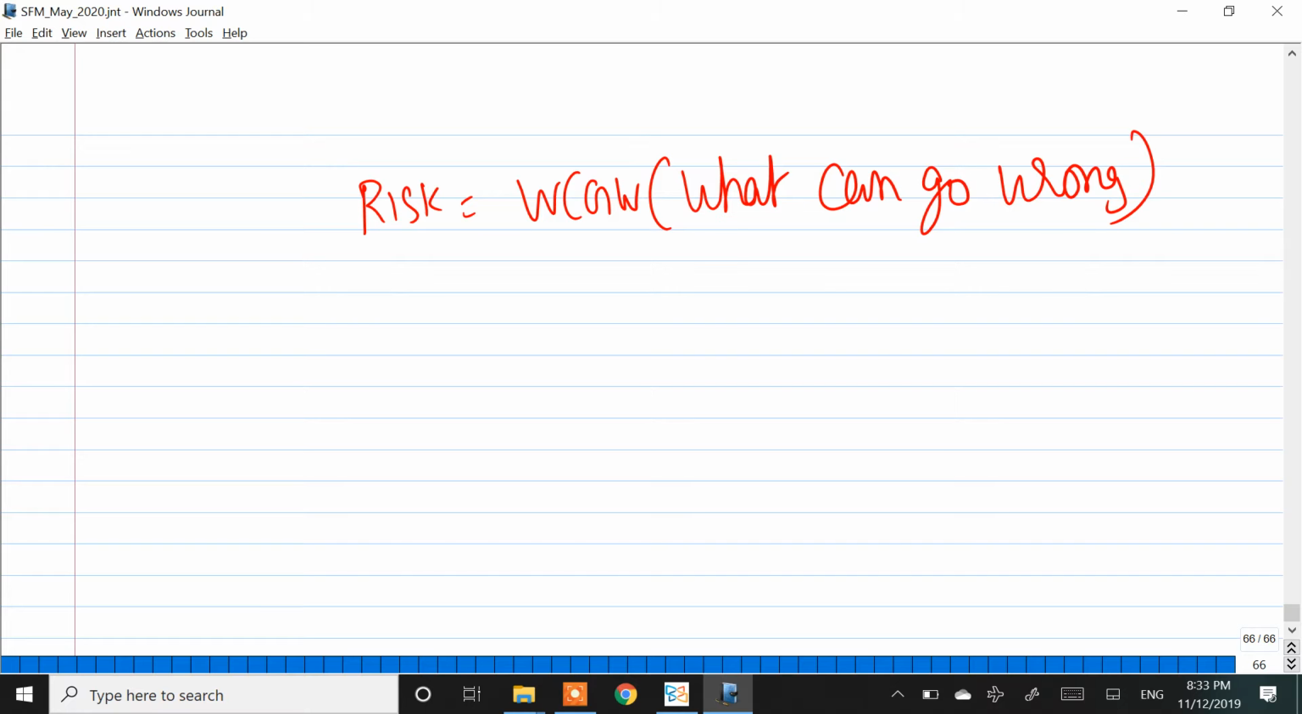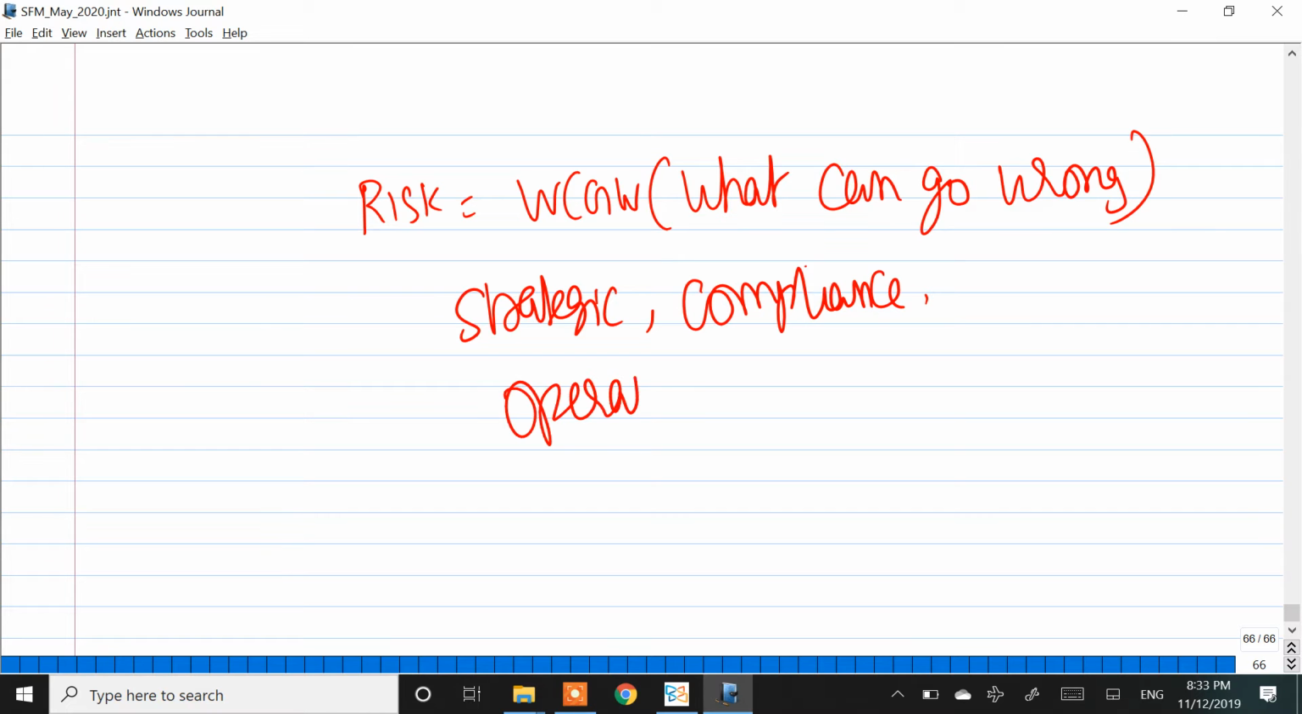I also have something called an operational risk. So I have strategic risk, compliance risk, operational risk, and I also have financial risk. Strategic risk is something which is going to impact my strategy. It is basically going to make my strategy less effective.